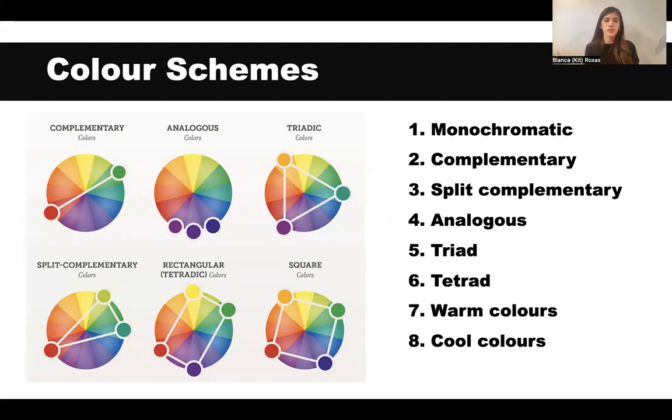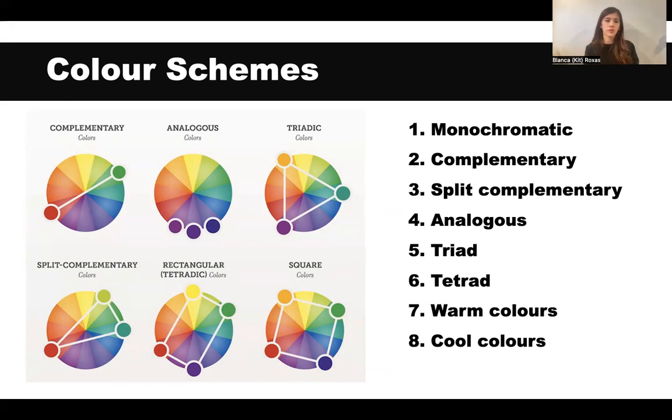Complementary colors, colors that are directly across each other in the color wheel. So red and green, yellow and purple. Those colors that are opposites. Split complementary. So using the adjacent colors of the complementary color of a color. For example, red, instead of using green, you use blue green and yellow green.